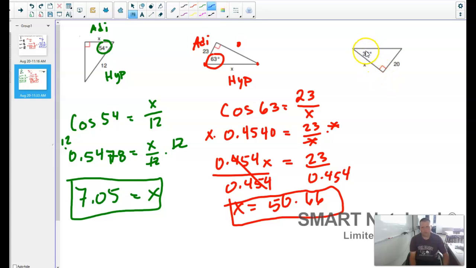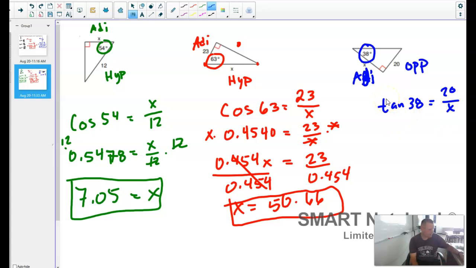Let's do one more of those. So there's my angle, here's my opposite, and here's my adjacent. So opposite and adjacent. I know opposite and adjacent is tangent. So tangent, angle, which is 38, equals opposite, which is 20 over x. So I have the x in the denominator, so this is going to be the same type of deal here. But type in tan 38 first.